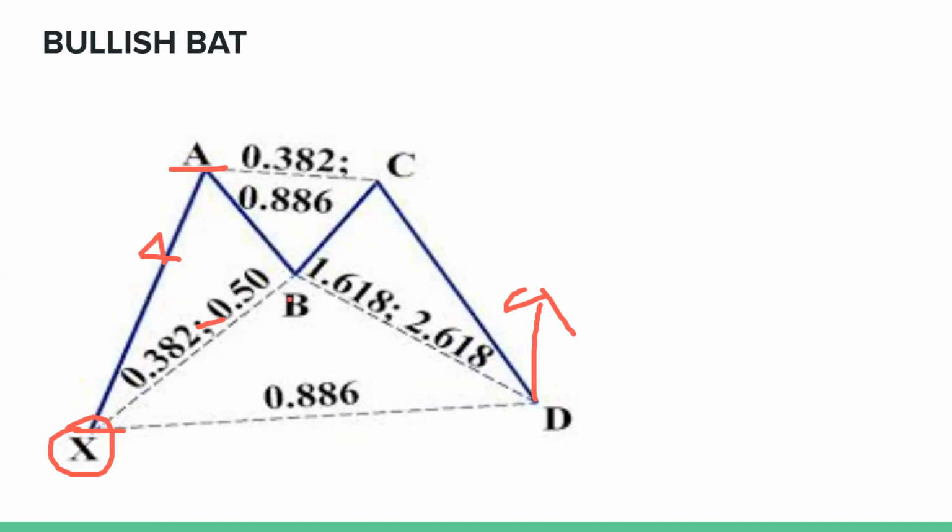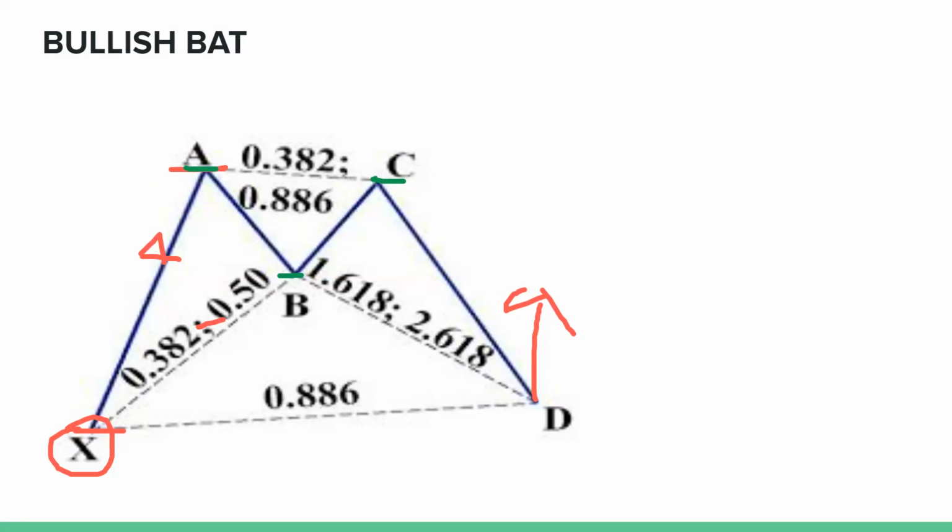So once it has gone up, for point C you have to pull your Fibonacci from point A to point B, so that you get point C, which has to lie between 0.382 to 0.886. You have to pull your fib from point A to point B to get point C.